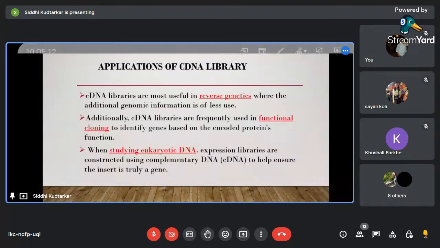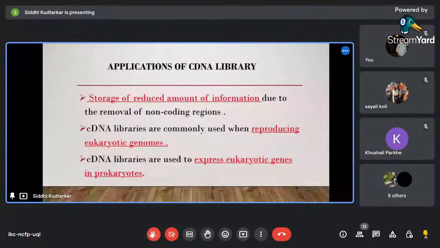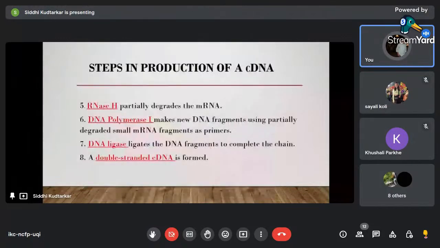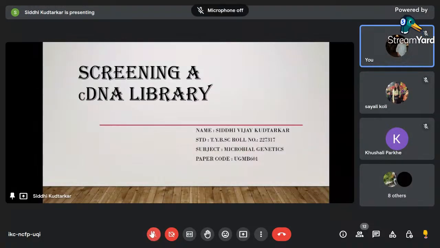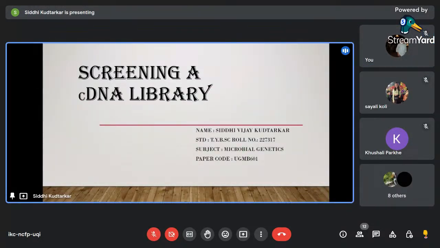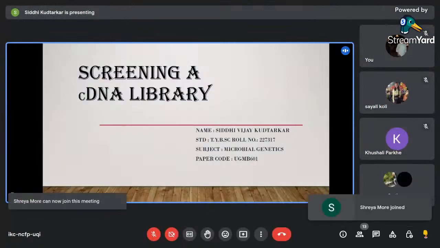So is it visible? So good evening everyone. Myself Siddhi Vijay Kulkarkar and my roll number is 227317. So my topic for today's presentation is screening of cDNA library.